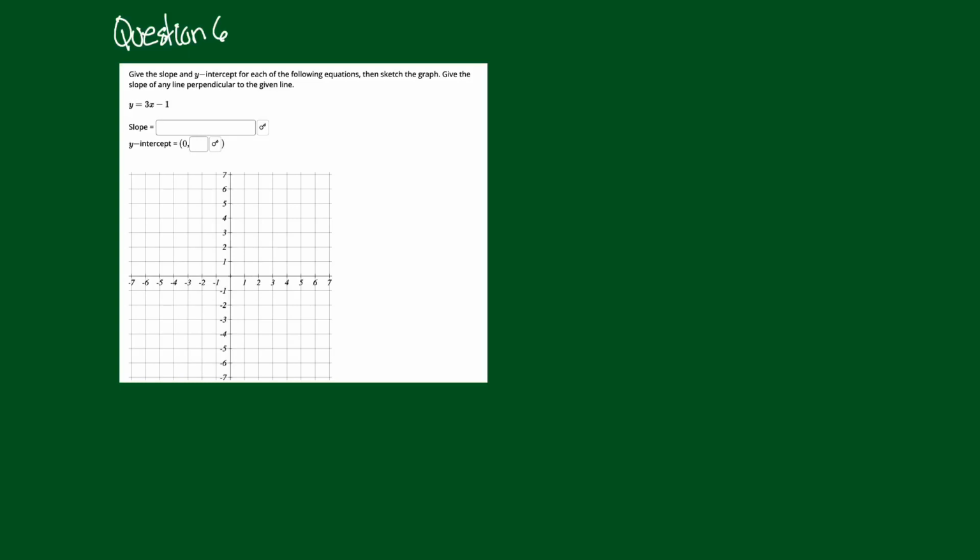Question 6, it says, give the slope and the y-intercept for each of the following equations. Then sketch the graph. Give the slope of any line perpendicular to the given line. All right, so here's the line that we're given, y equals 3x minus 1. So first of all, the slope. The slope is the multiplier of x. So the slope is 3. And the y-intercept, that is that constant out there, which is -1.